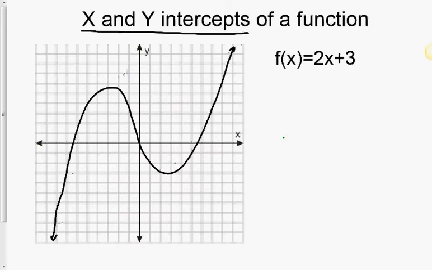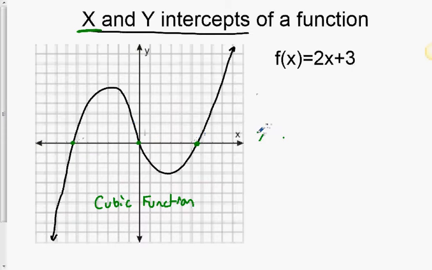So maybe we'll take a look at the x-intercepts first. That's going to be where our function hits the x-axis. In this case, this one resembles a cubic function. It looks like in this case we have three x-intercepts, and those are going to be three separate values that we are going to write down.